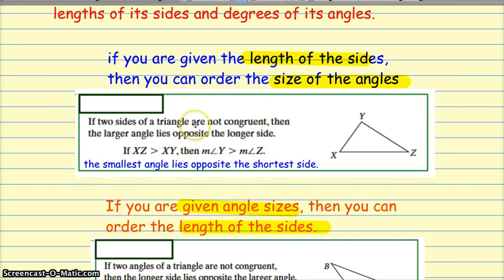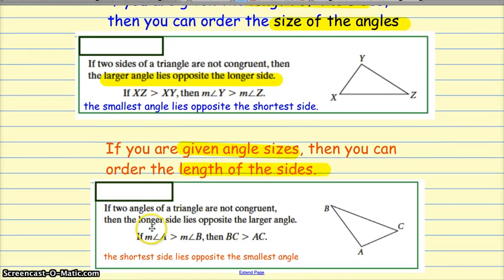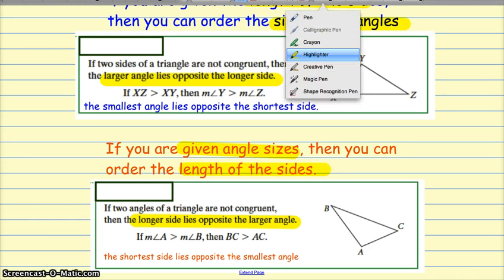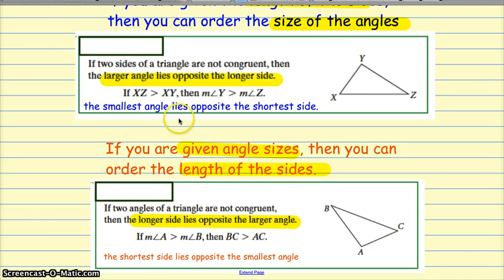It says if two side lengths of a triangle are not congruent, then the larger angle lies opposite the longer side. Look at this one down here. If two angles of a triangle are not congruent, then the longer side lies opposite the larger angle. These are pretty much just the opposite of each other. This one starts with angles and says that you can talk about sides. This one talks about sides and then goes on to angles.